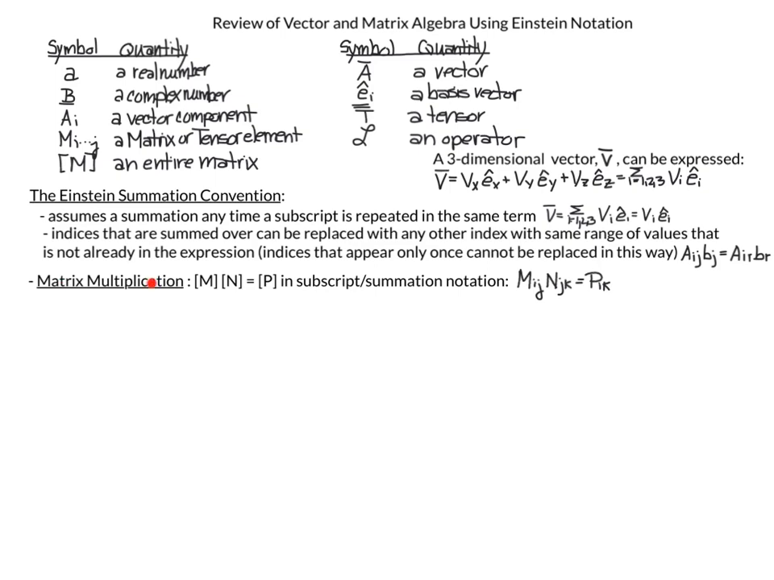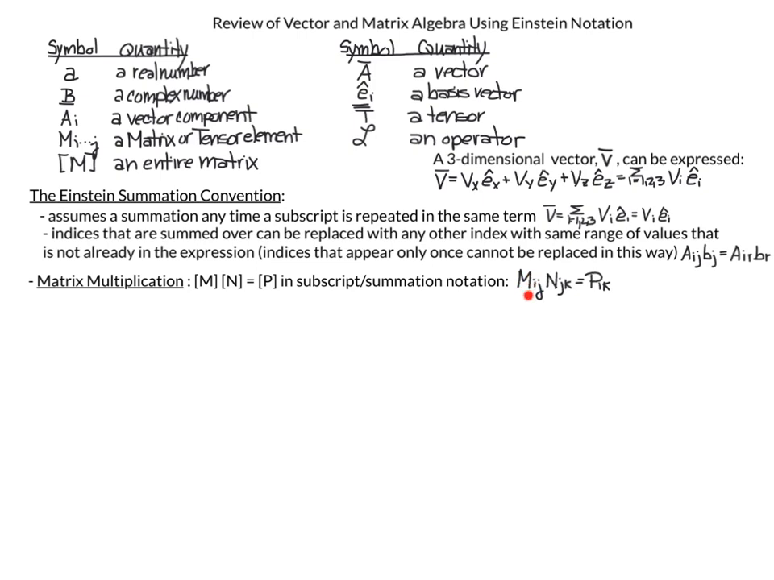Next, we're going to do matrix multiplication. That is, the matrix M times the matrix N is equal to the matrix P. And in subscript summation notation, we have M sub i j, N sub j k is equal to P sub i k. We are going to derive this formula, but when you're working with subscript summation notation, you don't want to derive the whole formula every single time. You want to remember this, but this isn't too hard to remember because it's very familiar.